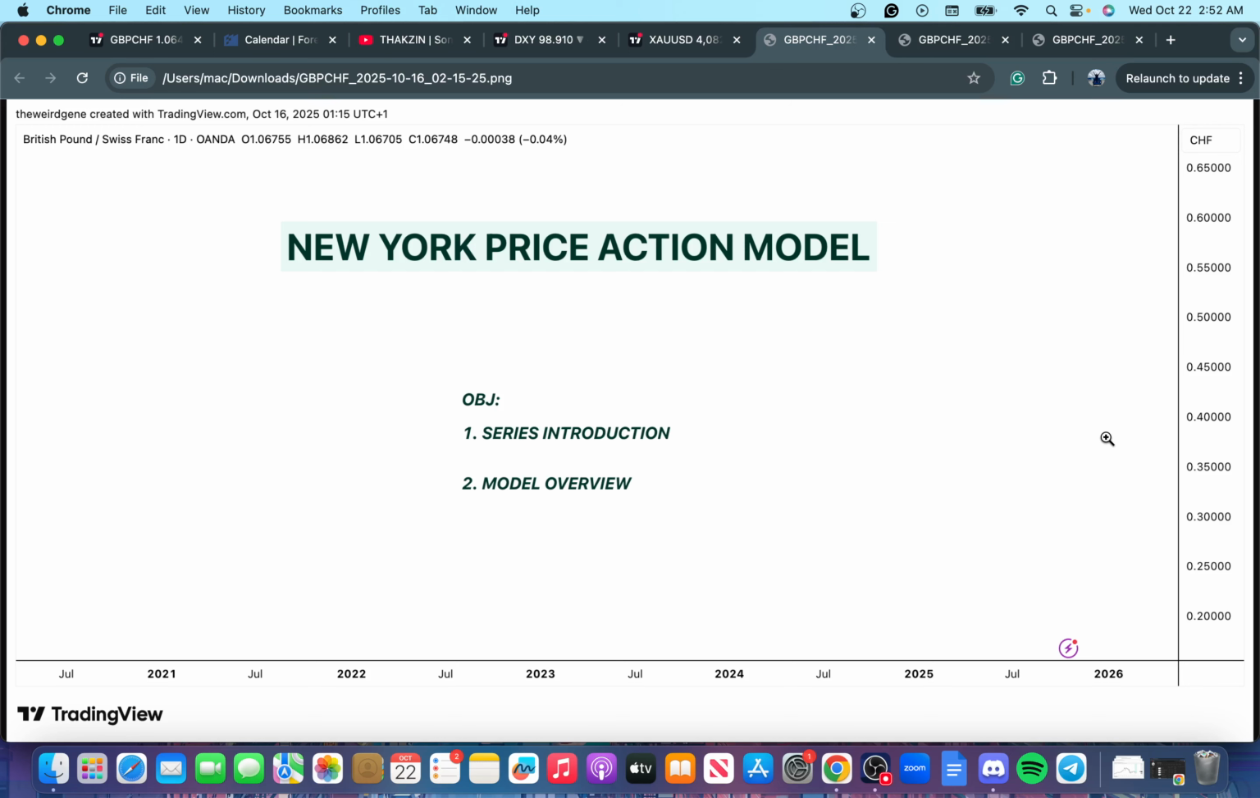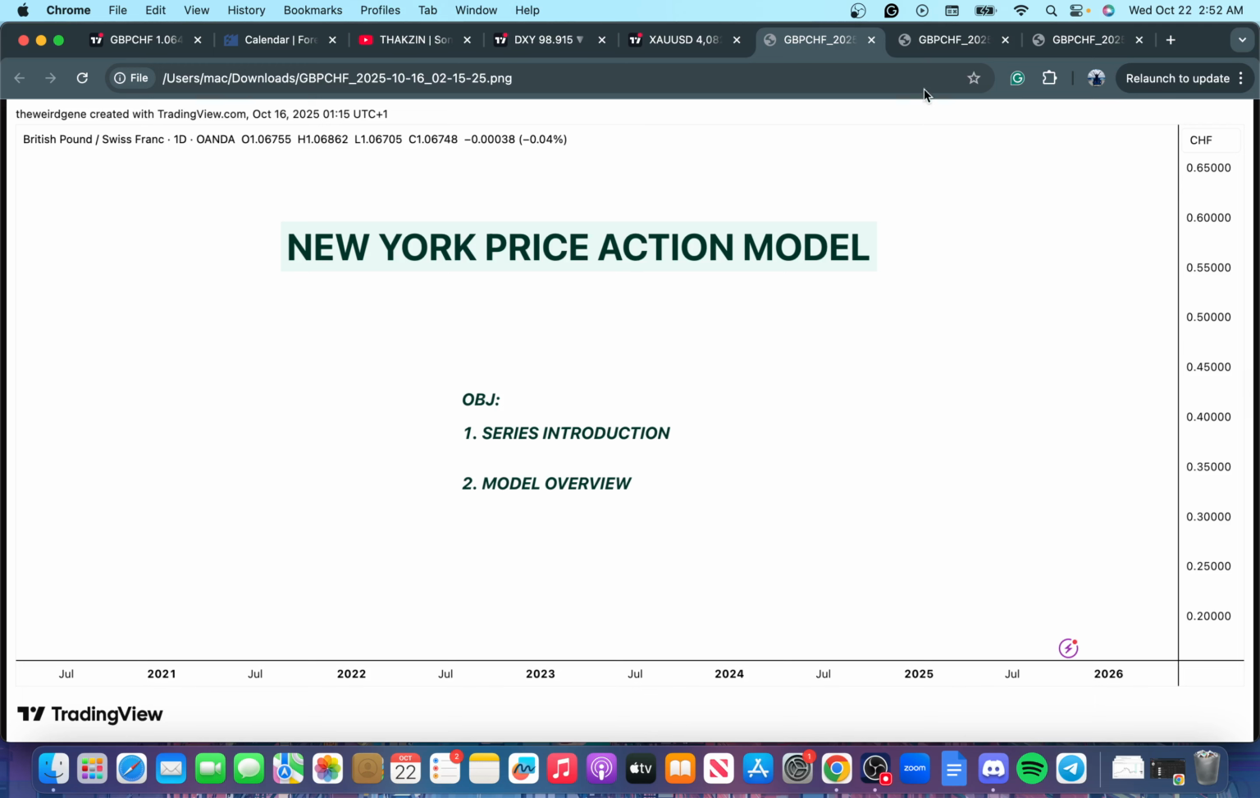So today we're going to look at the New York price action model, and the objective for this lesson is to introduce the series, which is what I've just done. We already know the setup for each of the subsequent videos, so two videos per model. The first video is an introduction, the second video is the breakdown of trade management protocols, confirmation protocols, entry protocols, and whatnot. And we're also going to do an overview of the trading model.